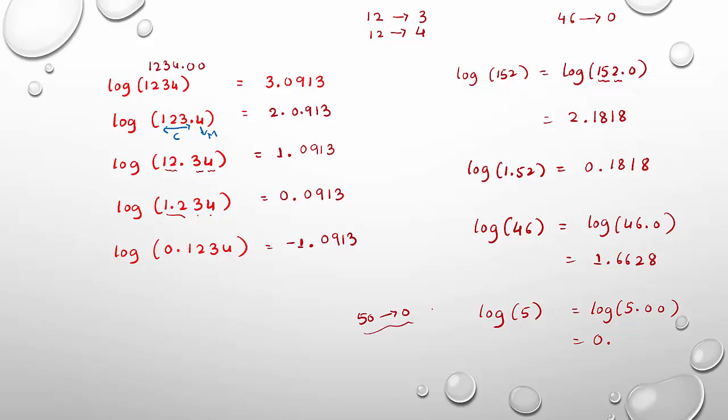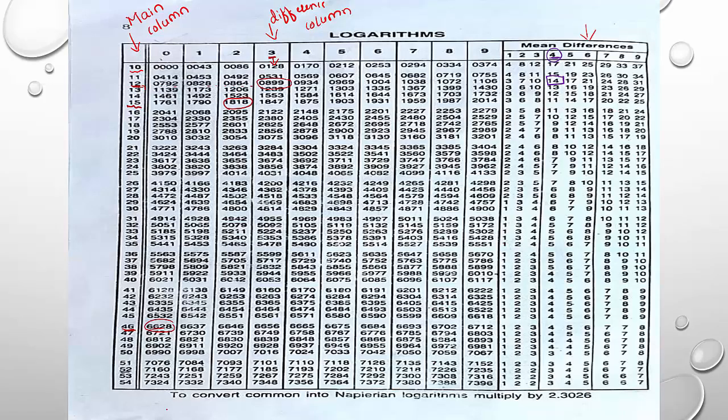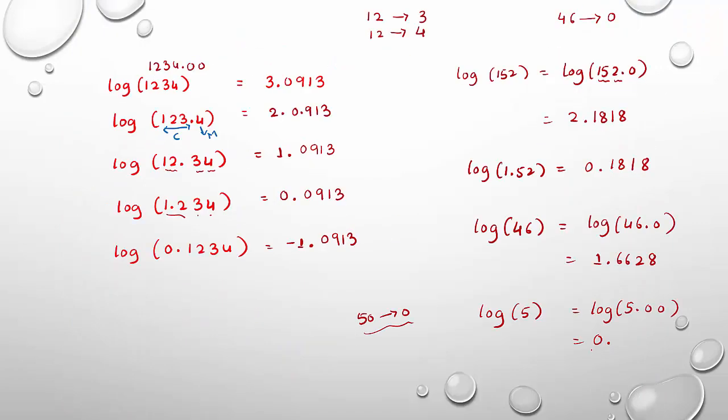50 at 0. Come to the log table. 50 is here. At 0 means we got this number, 6990. 50 at 0 is how much? 6990. I can write here 6990. This is the answer. Right? Okay. I am going to write some more examples. You can observe.